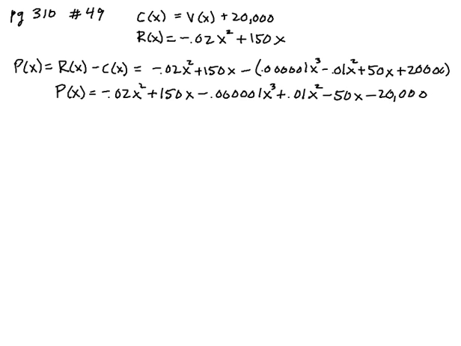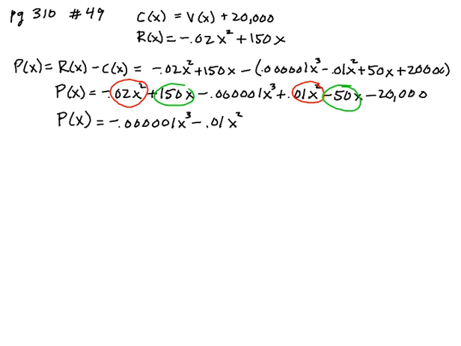Okay, let's try to simplify that a little further. You'll notice I have some like terms here, and I have some like terms here. So bringing those all together and putting them in descending power order there, I'll have minus 0.000001 x cubed minus 0.01 x squared plus 100x minus 20,000, and I have a profit function.